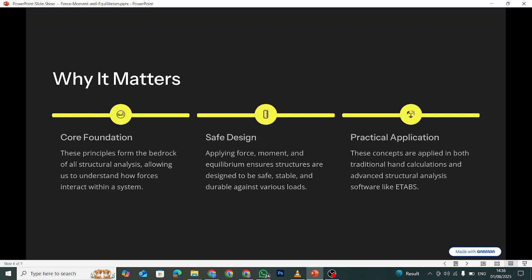Why this matters? Why are these concepts so important? Because force, moment, and equilibrium are the foundation of everything we do in structural analysis and design. Whether we do hand calculations or use advanced software like ETABS or SAP2000, the same principle applies. Total forces and moments must balance to keep structures safe and standing.